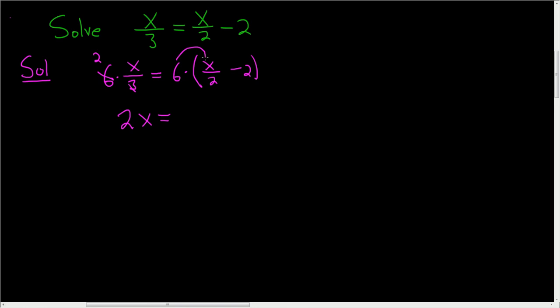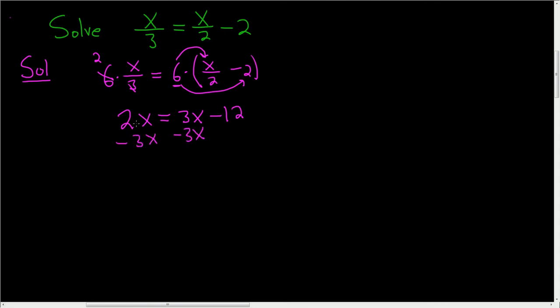So 6 times x over 2. Well, 2 is going to go into 6 3 times, so we're left with 3x. And then 6 times negative 2 is negative 12. Now we'll subtract 3x from both sides.